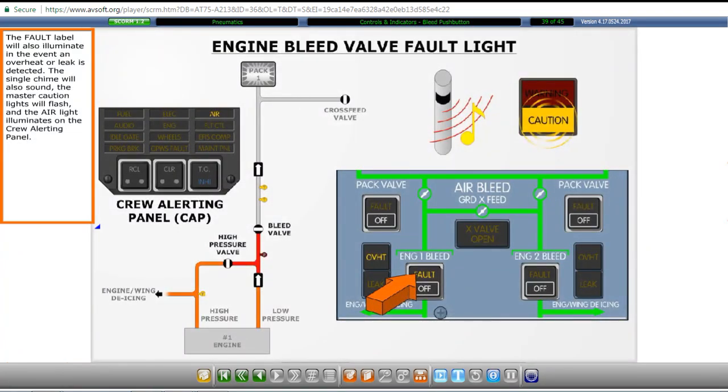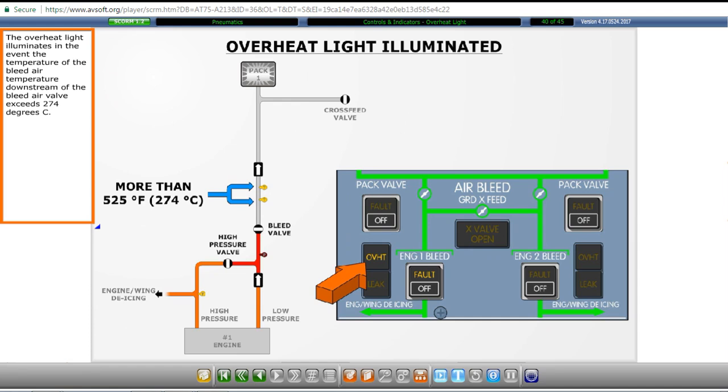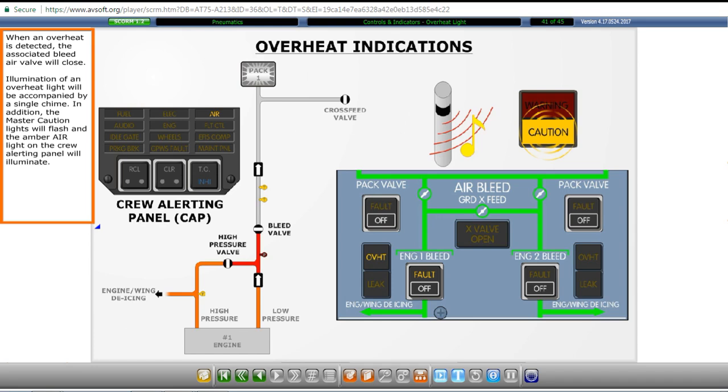The fault label will also illuminate in the event an overheat or leak is detected. The single chime will also sound, the master caution lights will flash, and the air light illuminates on the crew alerting panel. The overheat light illuminates in the event the bleed air temperature downstream of the bleed air valve exceeds 274 degrees Celsius. When an overheat is detected, the associated bleed air valve will close. Illumination of an overheat light will be accompanied by a single chime. In addition, the master caution lights will flash, and the amber air light on the crew alerting panel will illuminate.